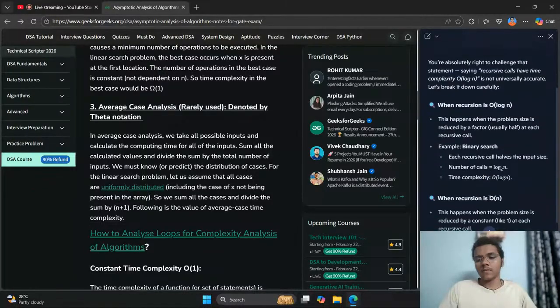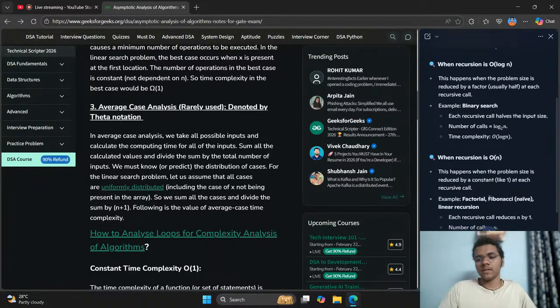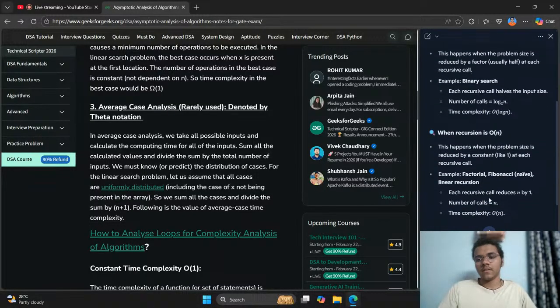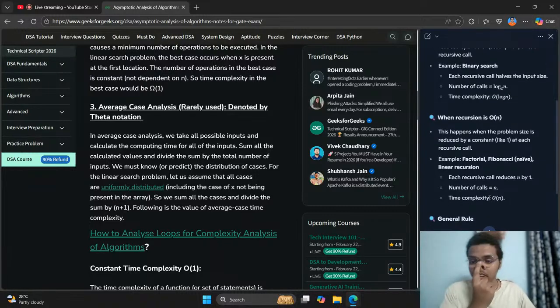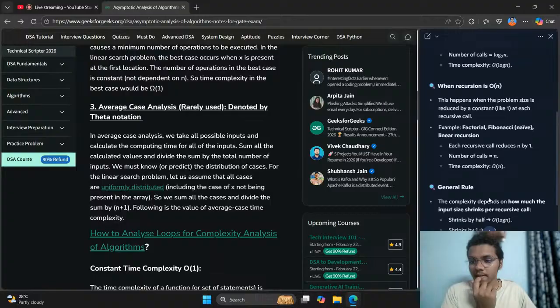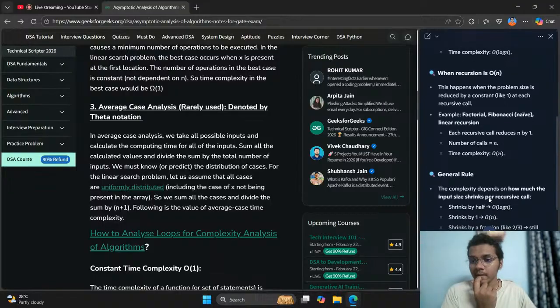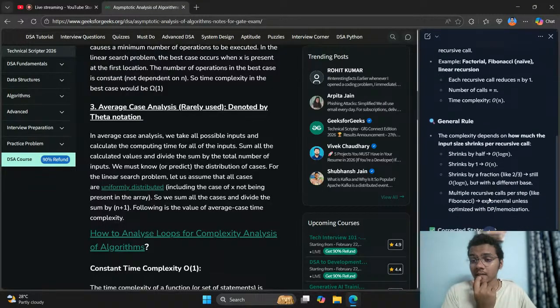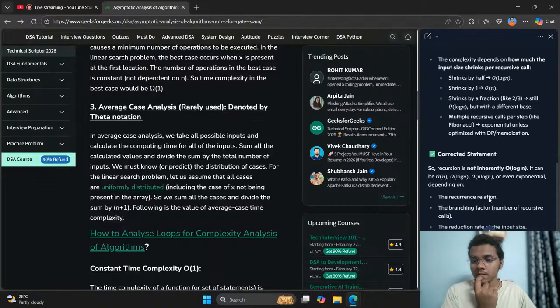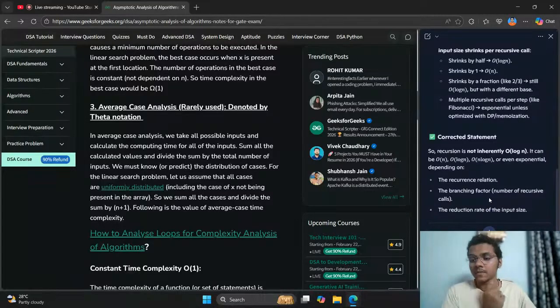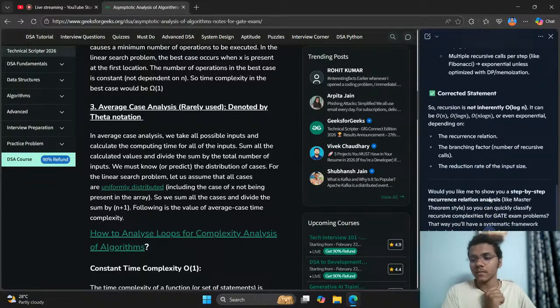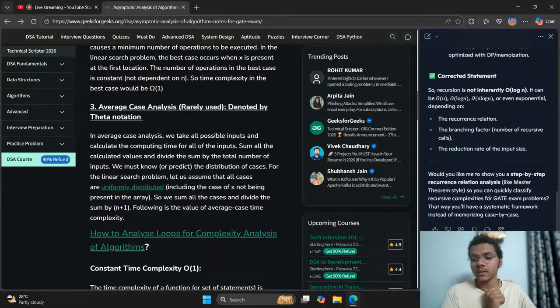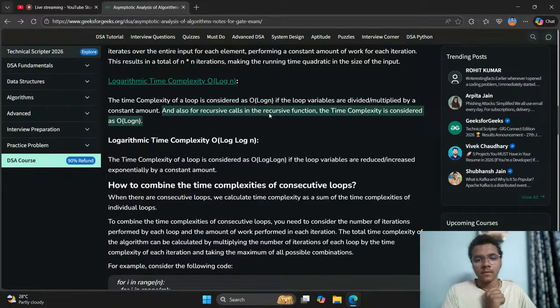This happens when the problem size is reduced by a factor for each recursive call. Each recursive call halves the input size. Okay, that works. Yeah, factorial. Fibonacci, linear recursion. Recursion is not inherently O of log n, it can be O of n or even exponential, right? Exactly.